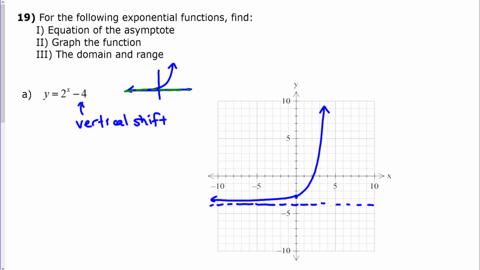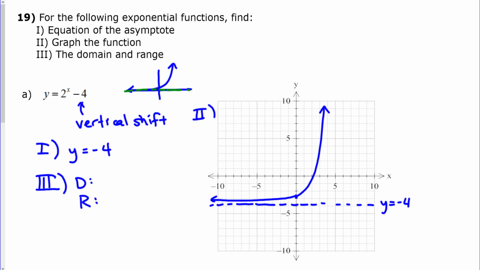So there's a graph. All right, but it didn't just want the graph, it wanted, for part 1, the equation of the asymptote. Well, this asymptote is a horizontal line, and horizontal lines have the form y equals a constant, so y equals -4 in this case. Graph of the function, that's what I have here. And lastly, the domain and range.